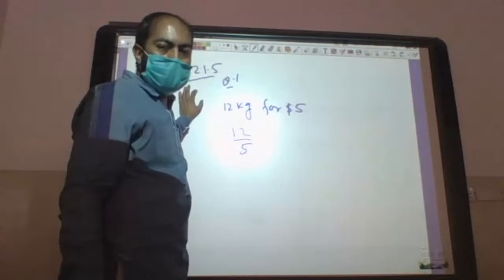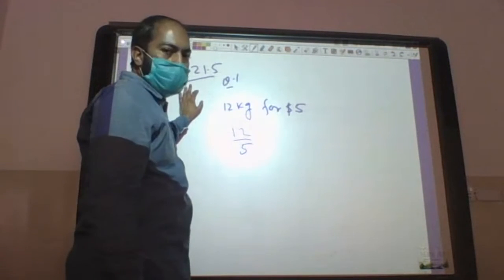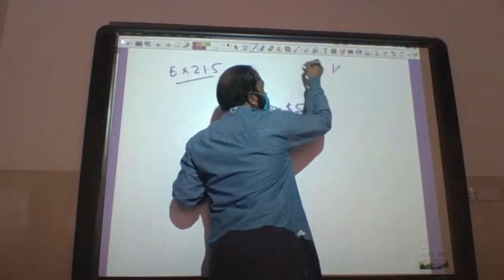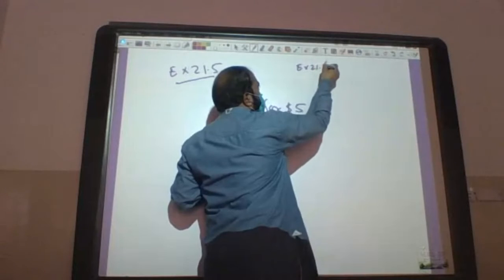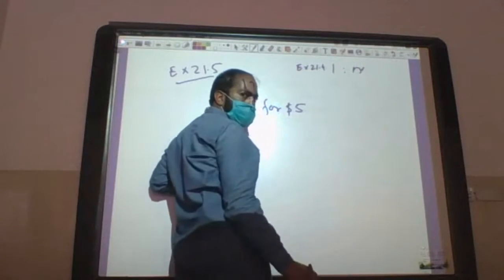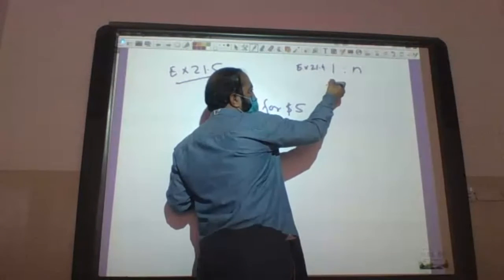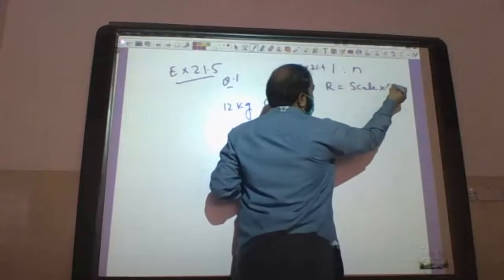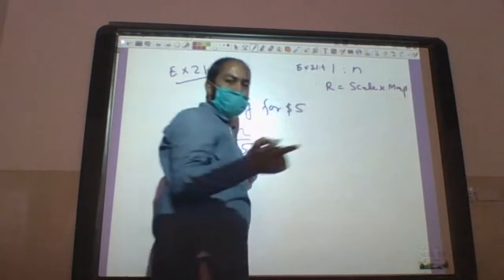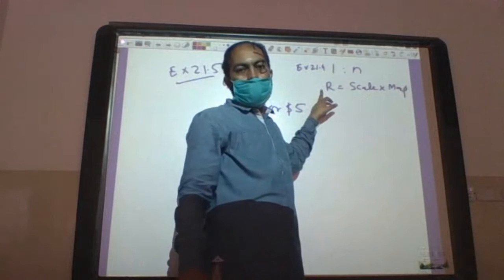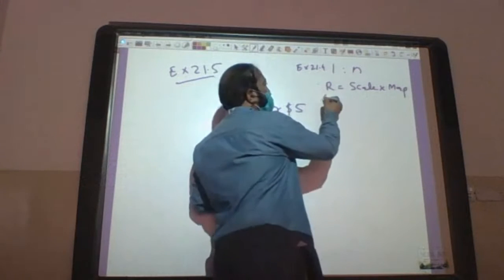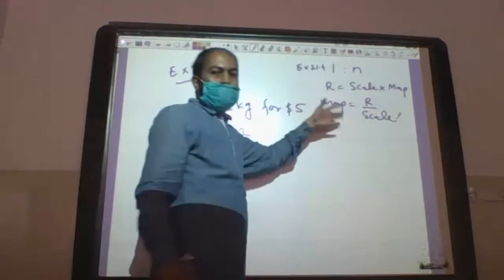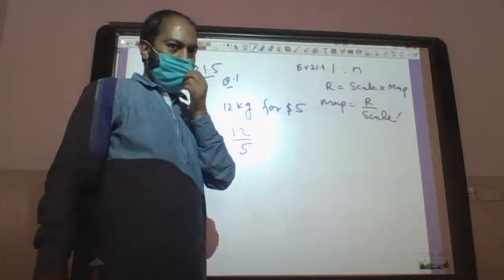Okay. Now the exercise we are going to start. This is 21.54. We have done it. In exercise 21.4, we have to write in 1 into n ratio, if you remember. And in question number 2, we converted the real value into scale multiplied by map value. The map value was given, you just multiply with the scale and then you have calculated the real value. I am talking about yesterday. Then for the map value, you calculate the real value over scale. So these were the concepts we did yesterday.